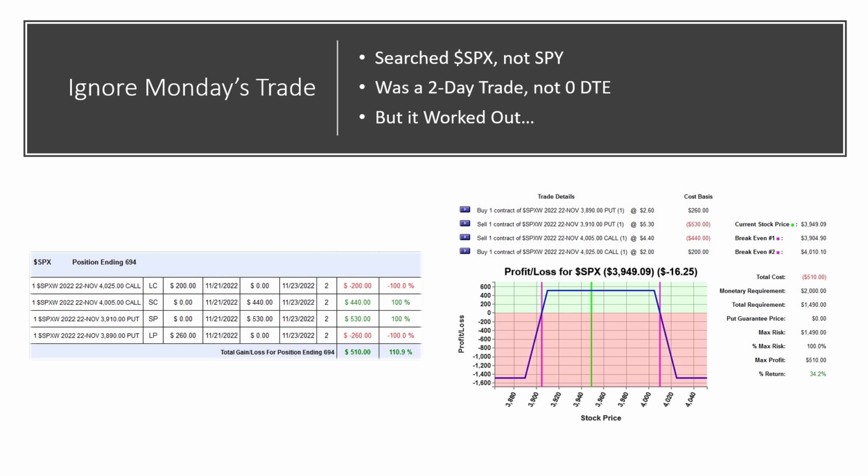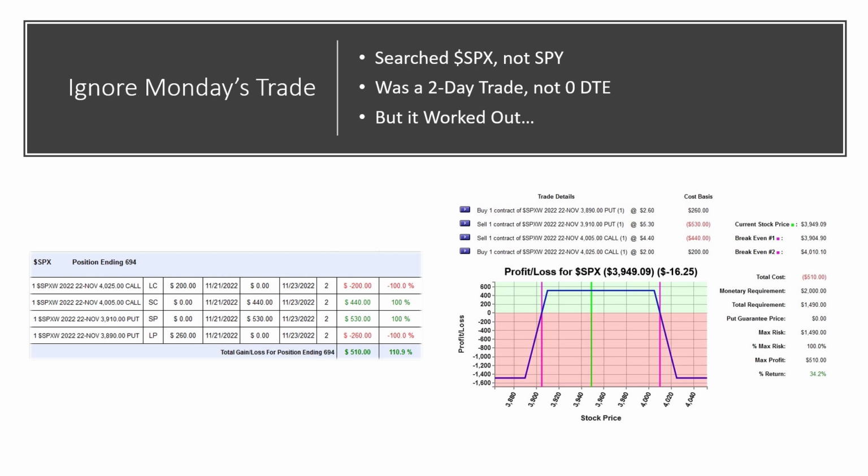At one point, I believe on Tuesday, the 22nd of November, it was around 4,003. It reached up to that point and probably would have been forced to close or roll that 4,005 strike call that we would have used. But anyway, this was a 510 net credit on a 20-point spread. Would have been about a 34.2% return.